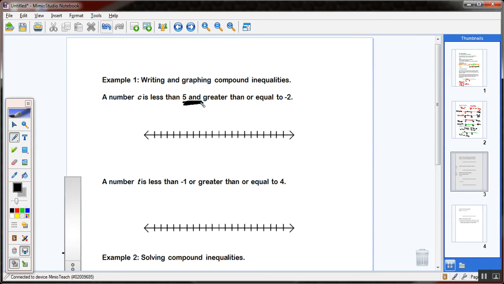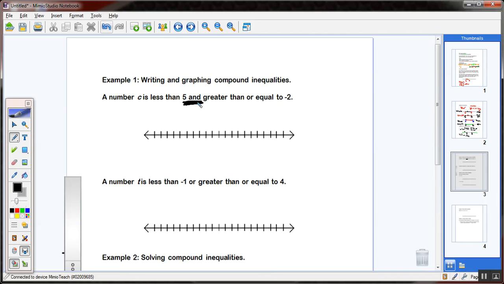Notice what I underlined right here, kids. What word did I underline here in example 1? And. Okay? And greater than or equal to -2. First of all, it uses the conjunction and when it compares two inequalities. Okay? So is that going to be an interval or is that going to be whiskers? It's going to be an interval.